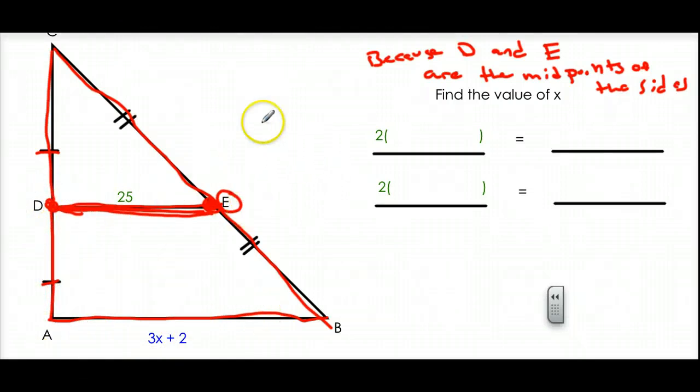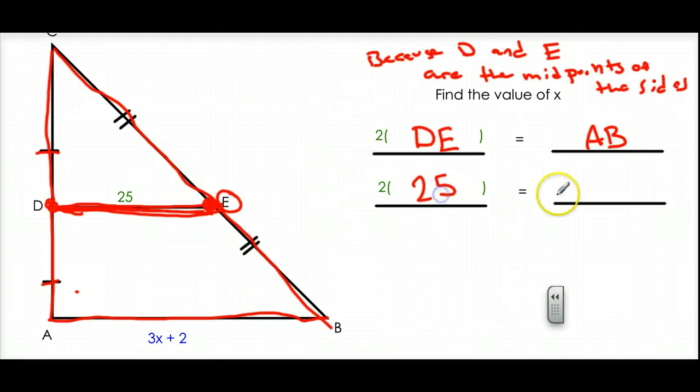So to set up our equation so we could solve for x, we would say 2 times DE, 2 times the midsegment, is equal to our base. Well, DE is equal to 25, and our base is equal to 3x plus 2. We already have our 2 times there. So now we just have to solve our equation. Setting up was the hard part. Solving should be easy now.